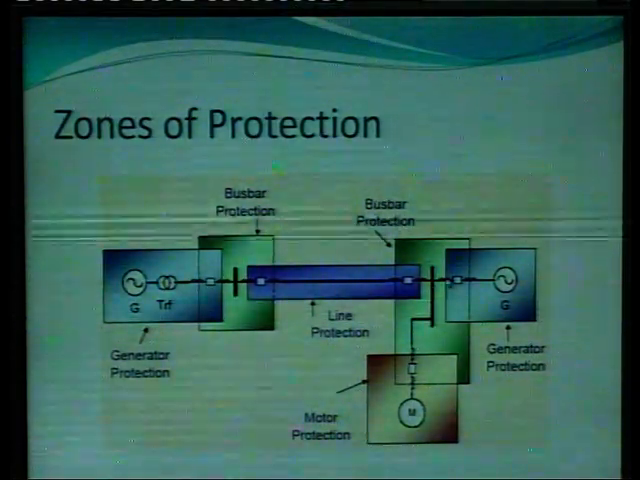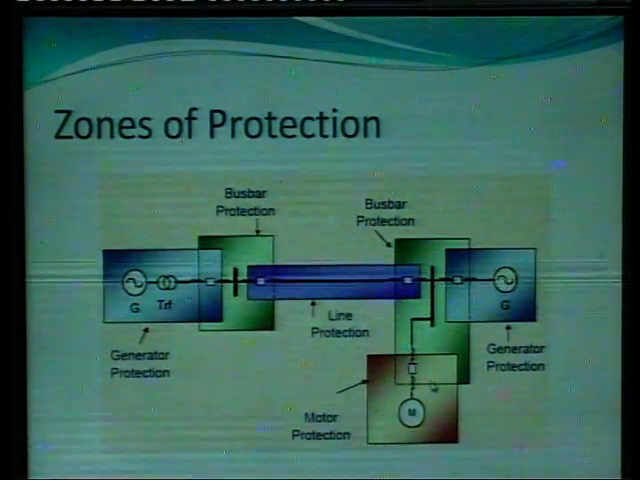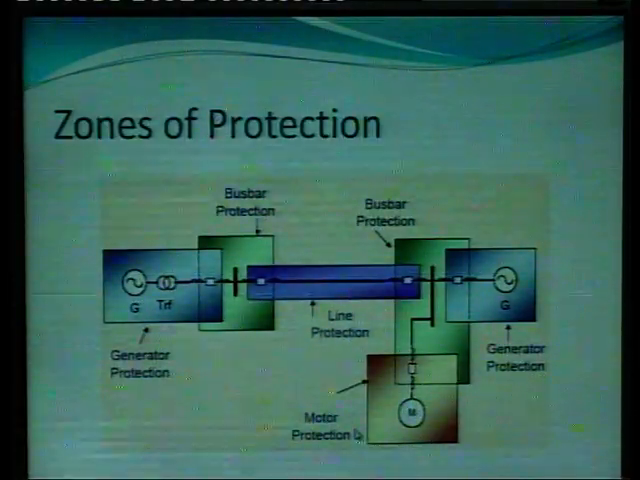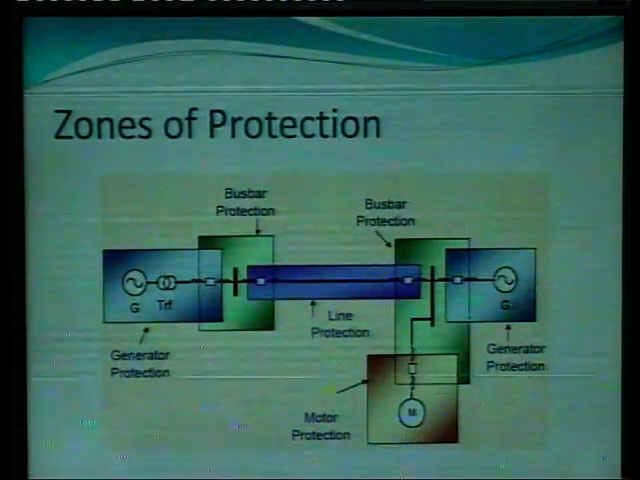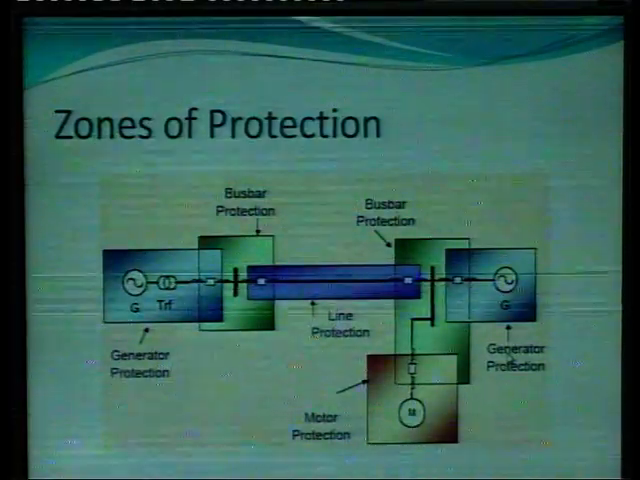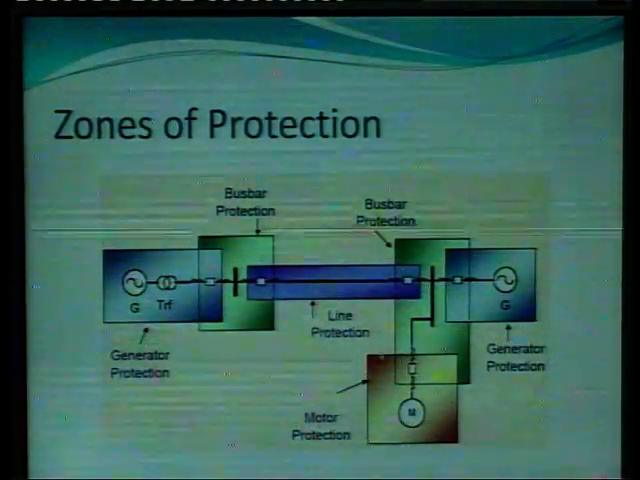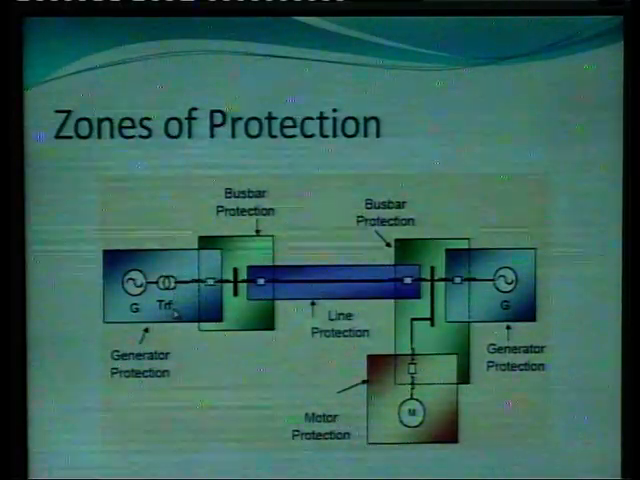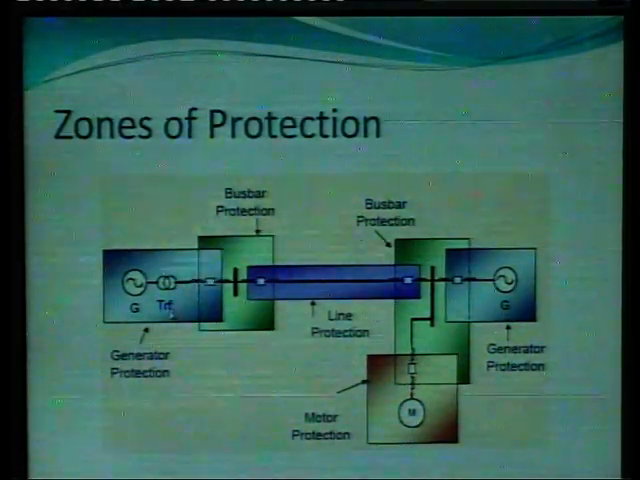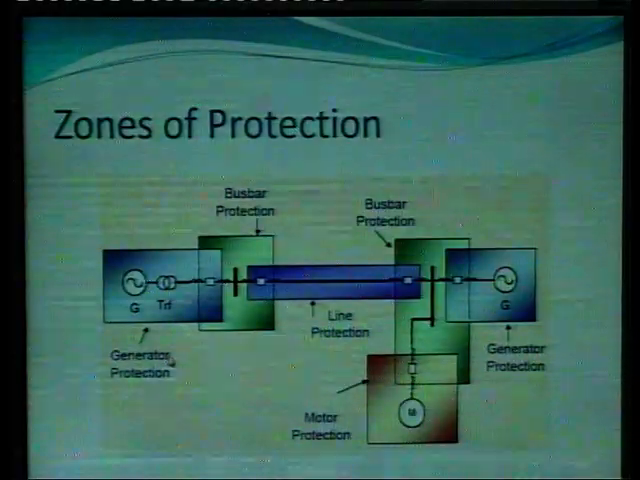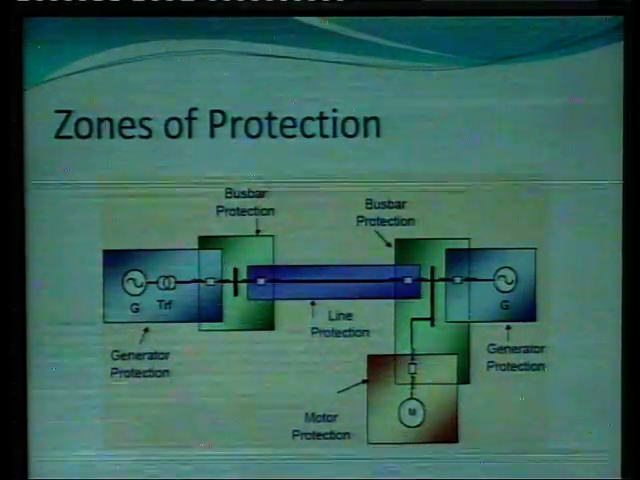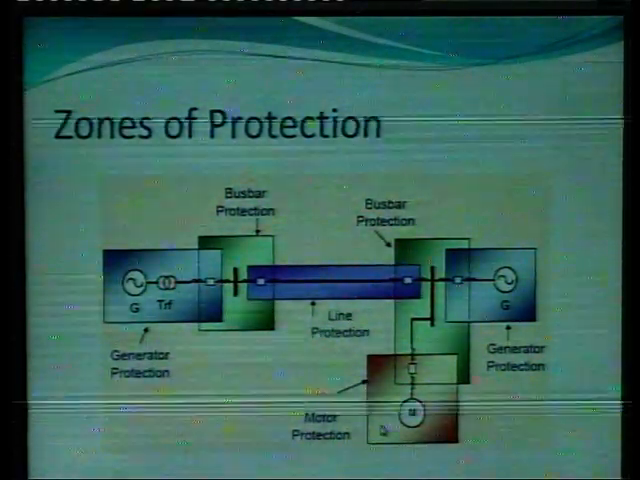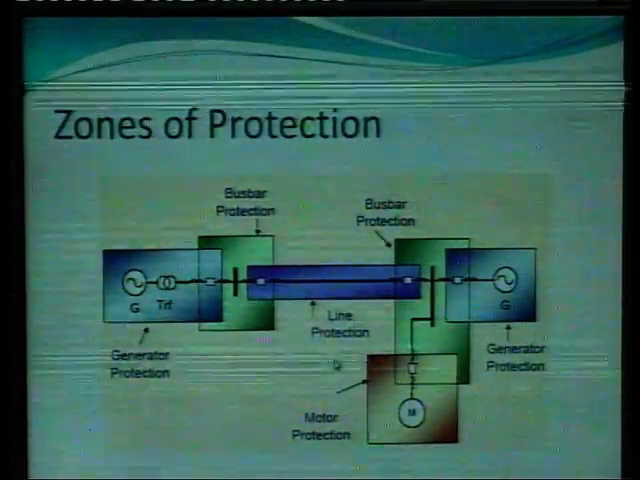After that there is a load, motor load. So this is a motor protection, and here there is a generator, so this is again a generator protection. So in this way every equipment of the power system needs a protection. We can name every equipment's protection: generator protection, bus bar protection, transmission line protection, motor protection and bus bar protection.